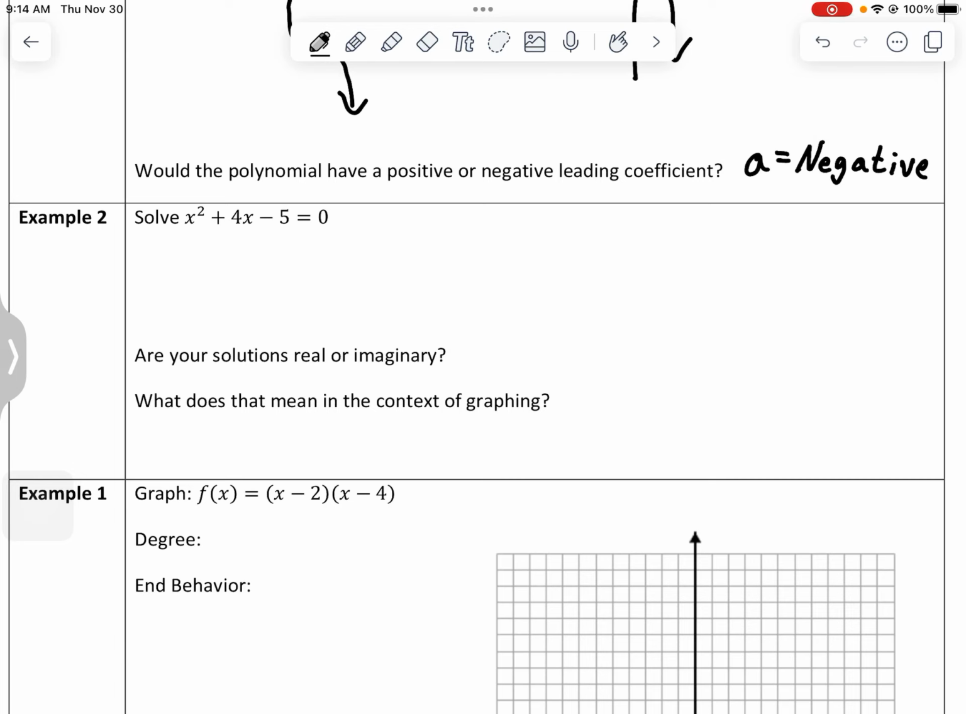Okay, now we're going to continue on here. It says solve x squared plus 4x minus 5 equal to 0. Are the solutions real or imaginary? And what does that mean in the context of graphing? So here, we could try to factor this one.